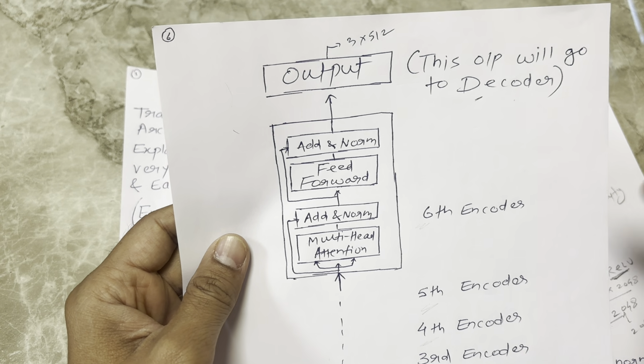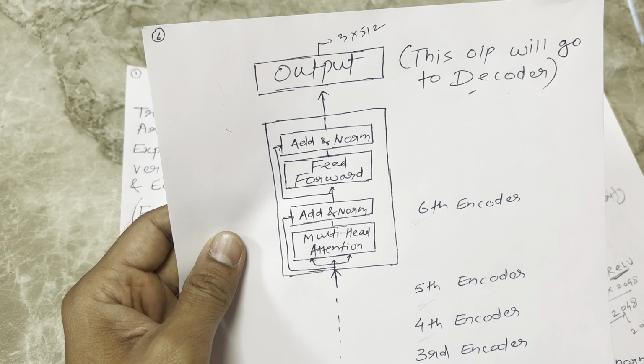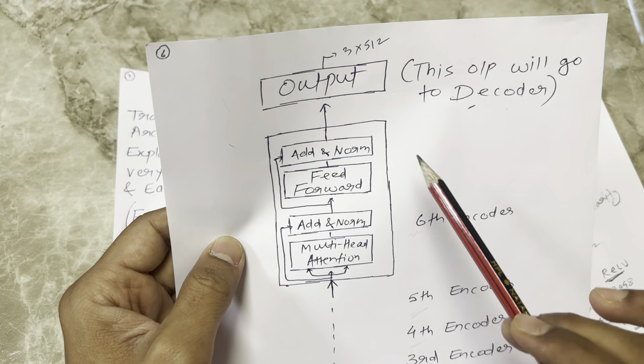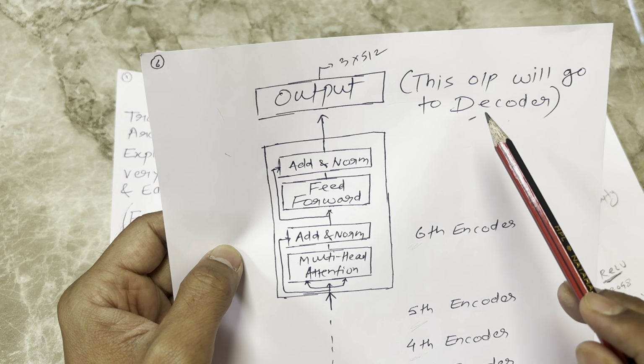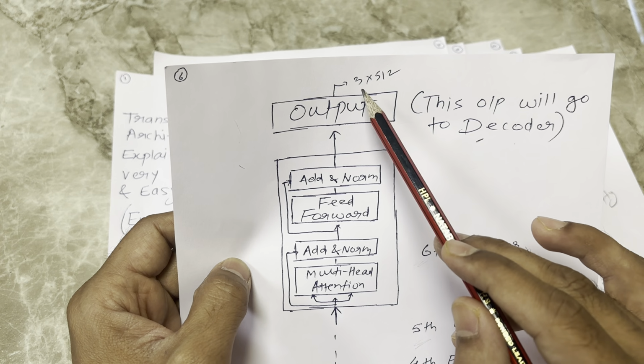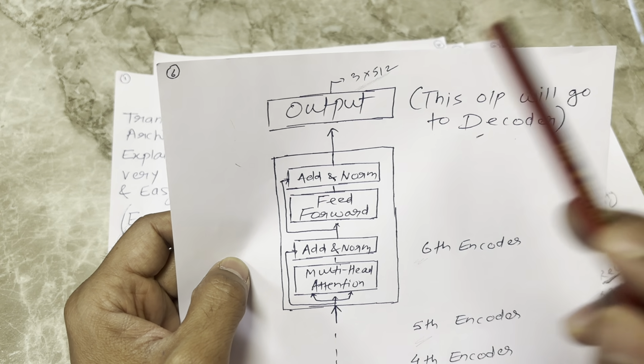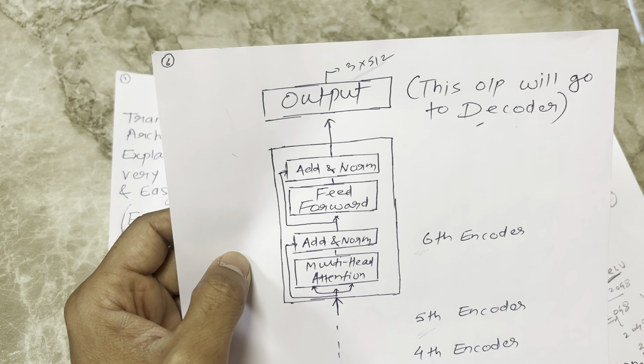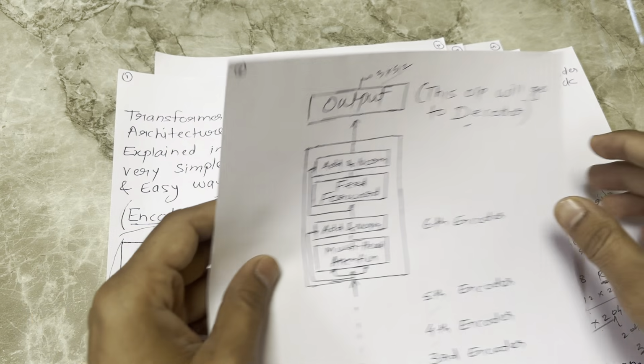So whatever the output we got in the sixth encoder, this will go to the decoder. Okay, and that output obviously will be of 3 cross 512 dimension. Just to summarize all these things, all of you, just to summarize, let me show you.